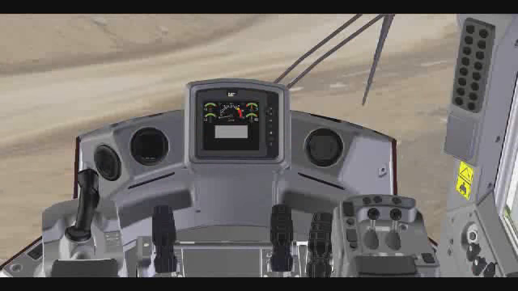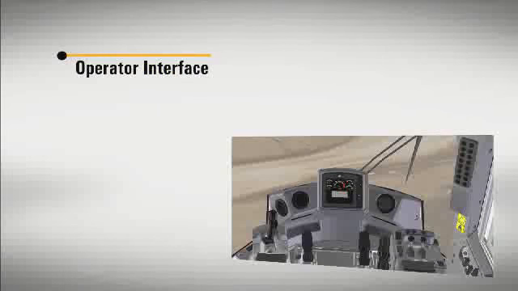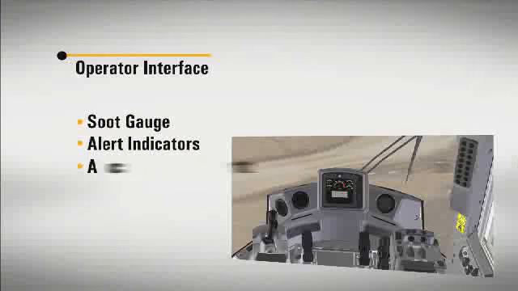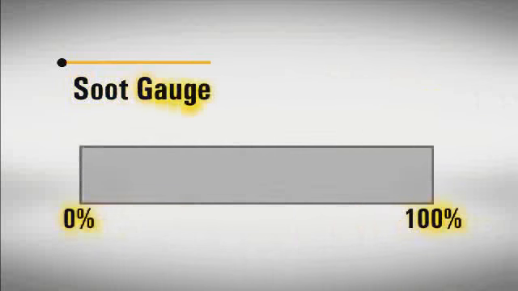Tier 4 Interim Stage 3B machine operators must be able to recognize the various regeneration alert indicators and understand the switches that have been added inside the operator's compartment. These include the soot gauge, alert indicators, action lamp, and multi-level warning system. The soot gauge is a bar graph that slowly moves from left to right, from 0 to 100% as the DPF fills with soot. After regeneration, the soot gauge will reset to 0.